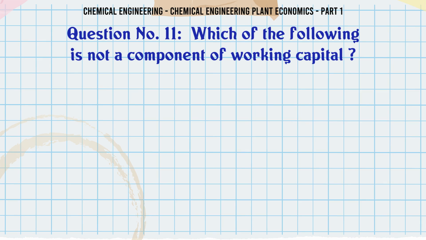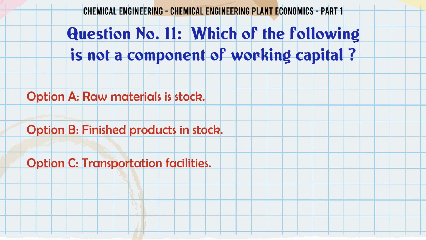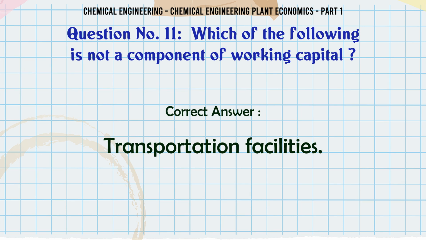Which of the following is not a component of working capital? A. Raw materials in stock, B. Finished products in stock, C. Transportation facilities, D. Semi-finished products in the process. The correct answer is transportation facilities.